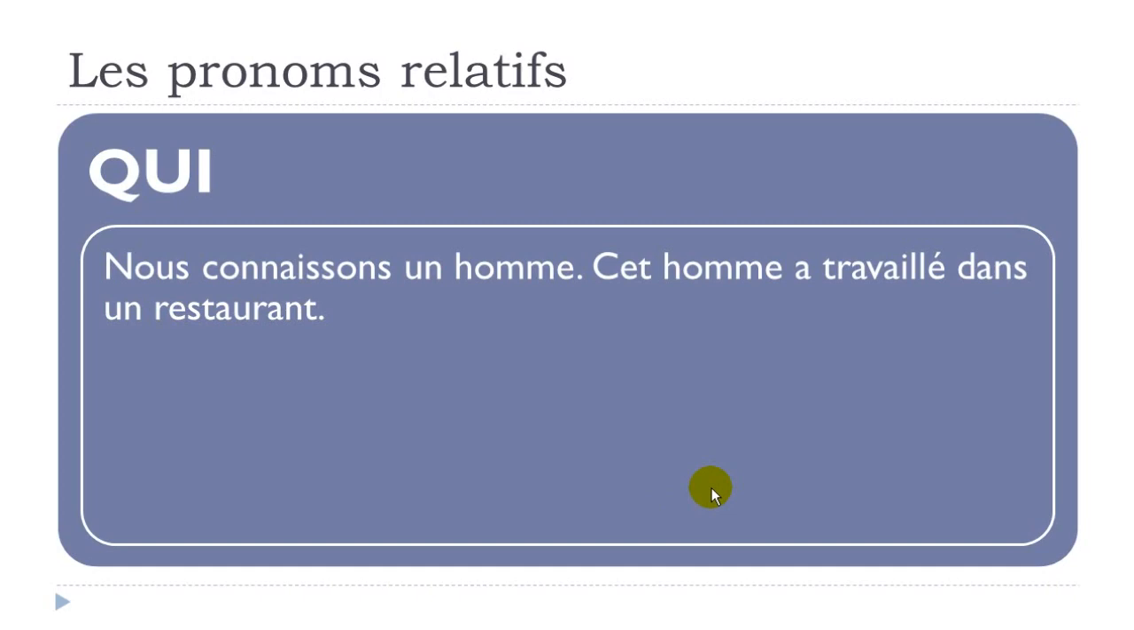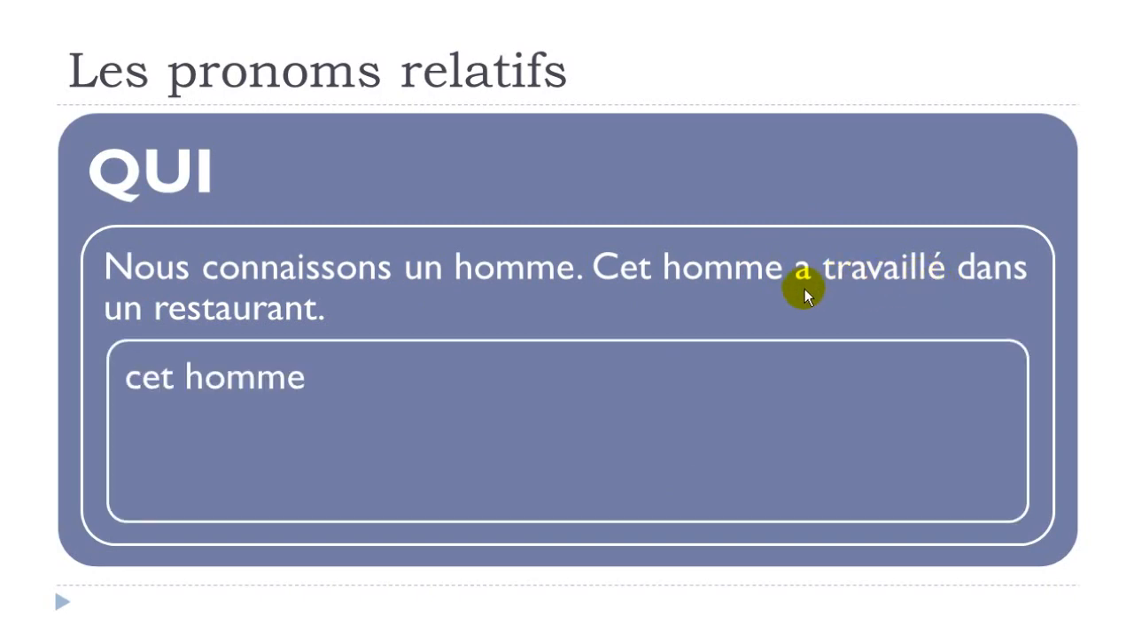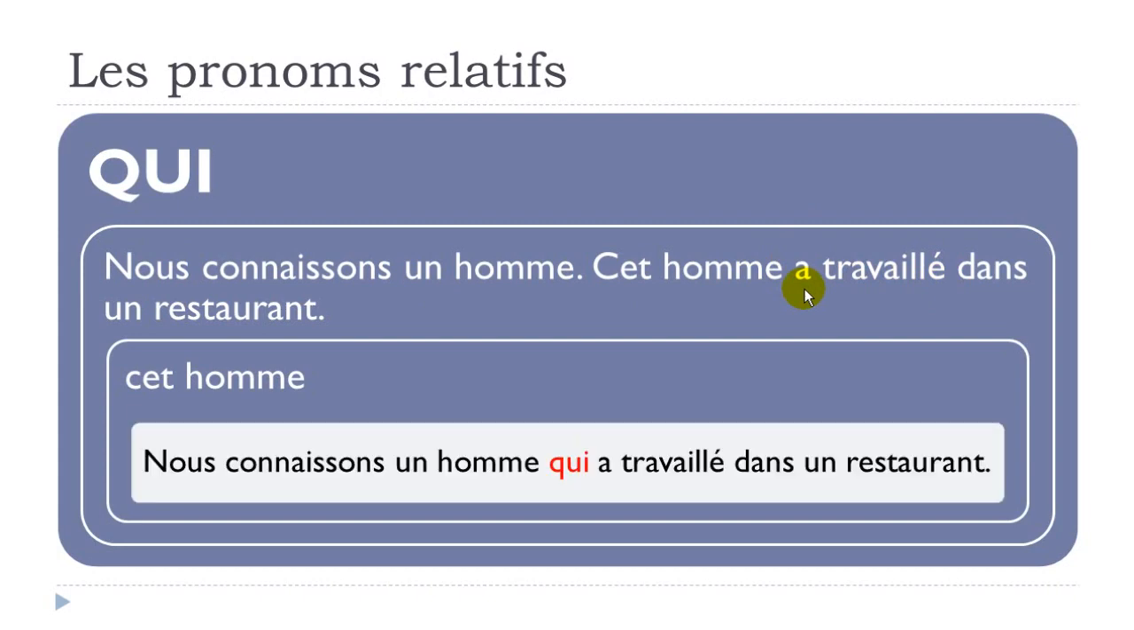So let's see now the same sentence. Nous connaissons un homme. But then here, if you look, cet homme a travaillé dans un restaurant. So here we've got the passé composé form. You remember, you put avoir first, and then you put here your participe passé form. All right. So of course, cet homme, we would like to avoid repeating this one. So we'll get this sentence. Nous connaissons un homme qui a travaillé dans un restaurant.